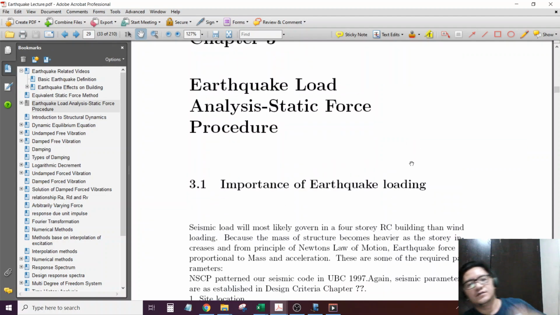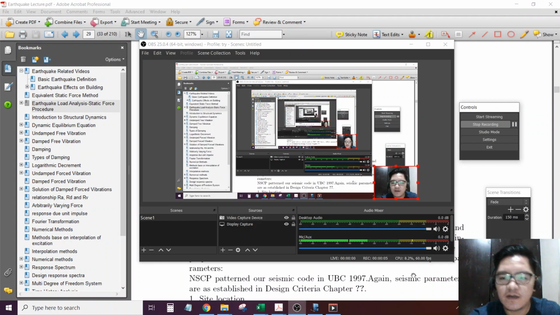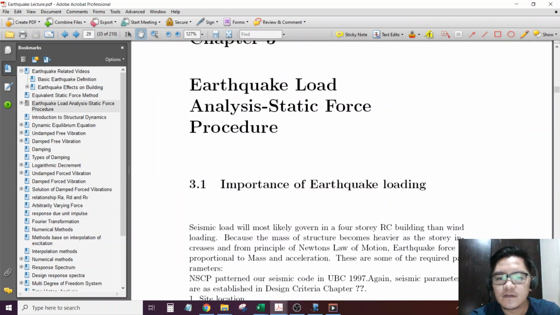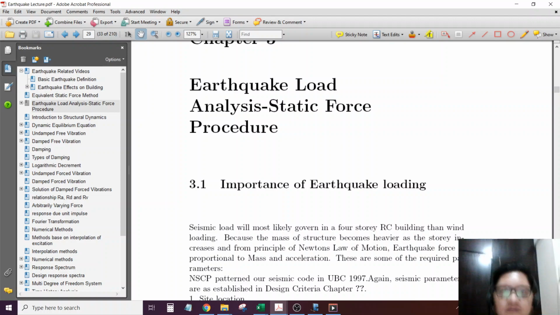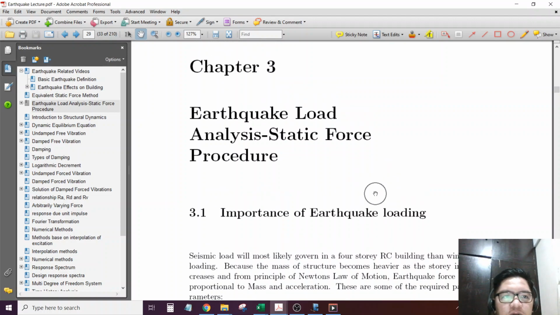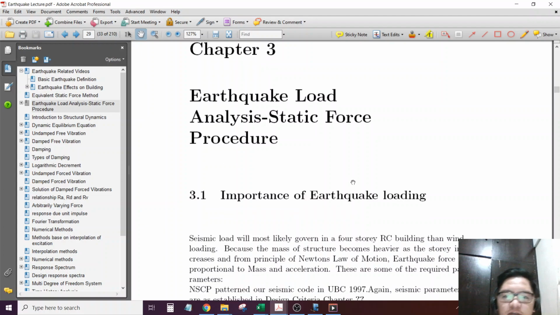Okay. So, start tayo ng static force method. So, dito sa aking lecture, chapter 3. Although, baka mabago to, no? Depende kasi from time to time, nire-revise ko itong PDF.